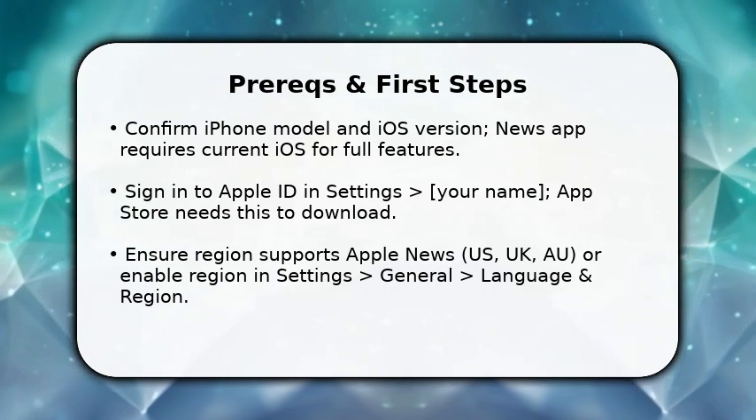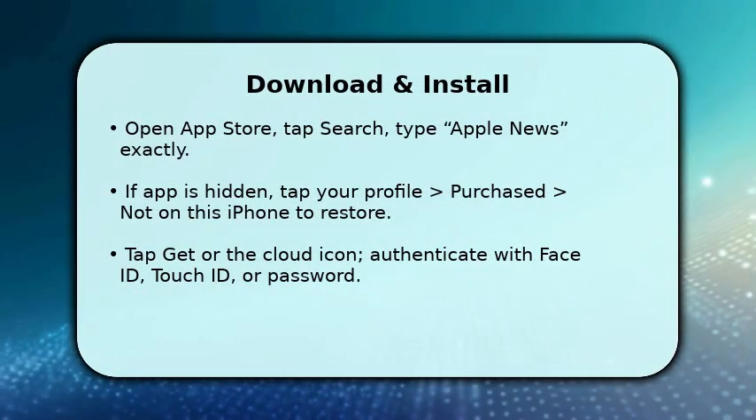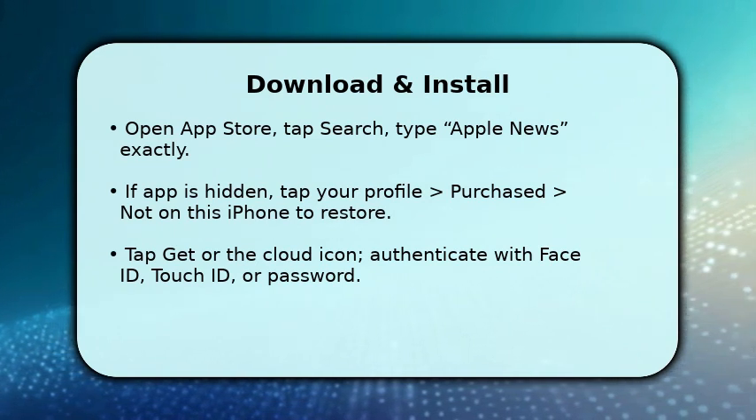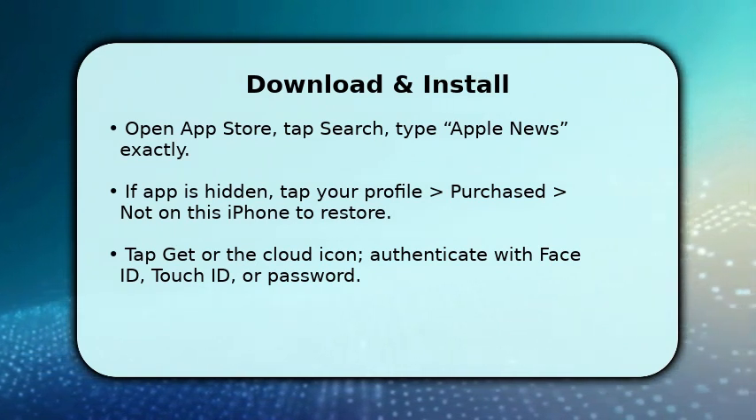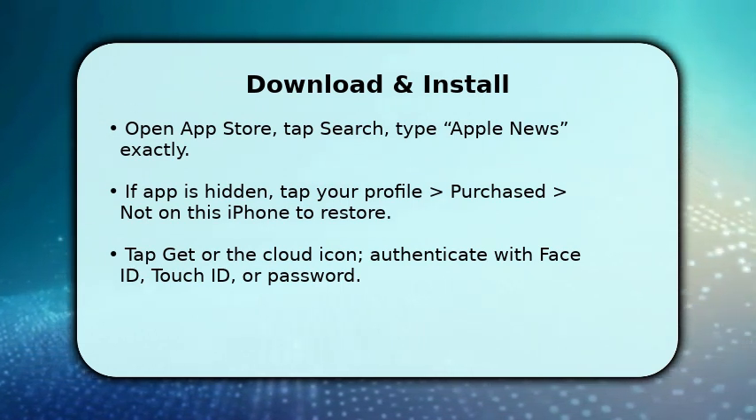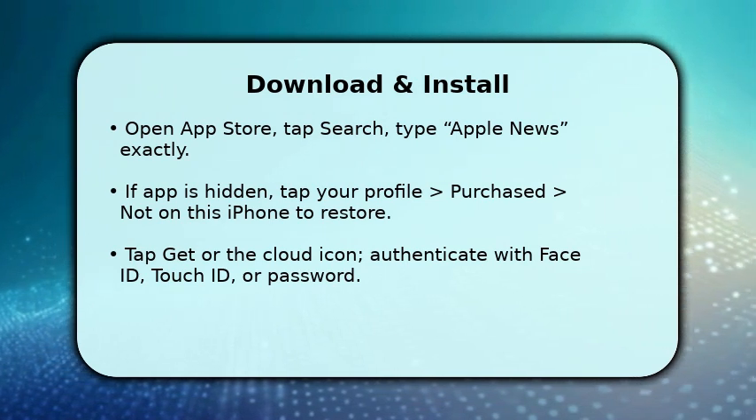You now search and install. Open the App Store and enter Apple News in the search box. Exact spelling returns the official app. If you don't see it, check your account purchases. Tap your profile icon, then Purchased, Not on this iPhone to restore previously hidden or removed apps.